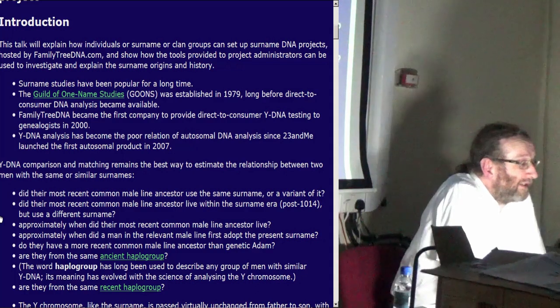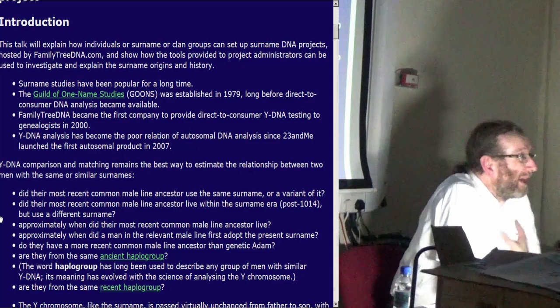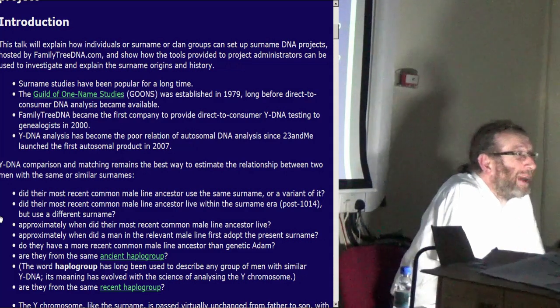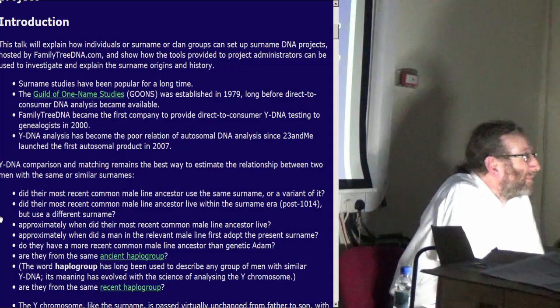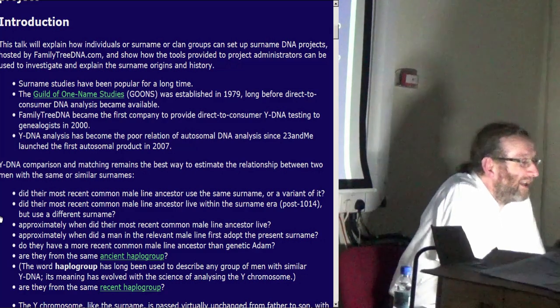Two men might want to know when their most recent common male line ancestor lived. When was the present surname first adopted by my ancestor? How many centuries back was the first Waldron to whom I might be able to trace a direct line of descent?